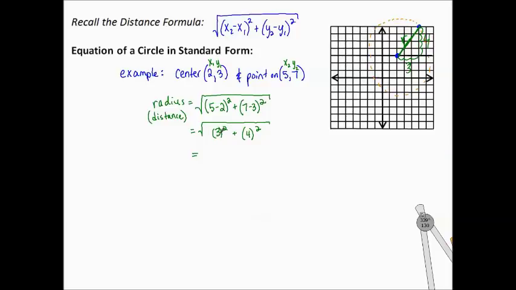So I'm going to simplify this. Square root of 9 plus 16, or square root of 25, or 5. So this radius is 5 units long, the distance from the center to a point on the circle. So if I had a measuring device that I could measure out to be 5 units long, I would go 5 units long in every direction, and I would be able to create my circle. Now, we're getting to the equation of the circle.